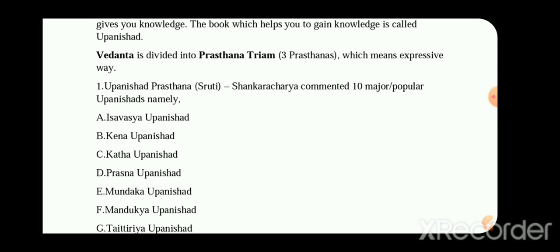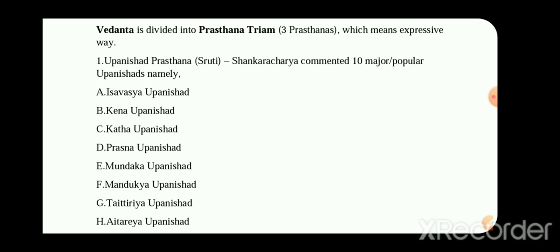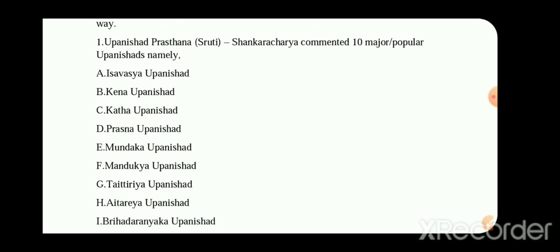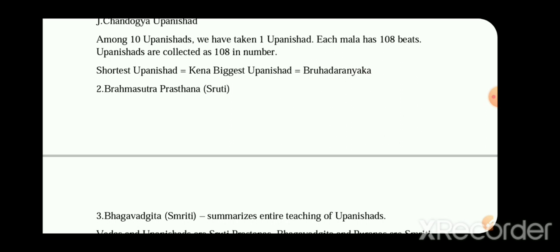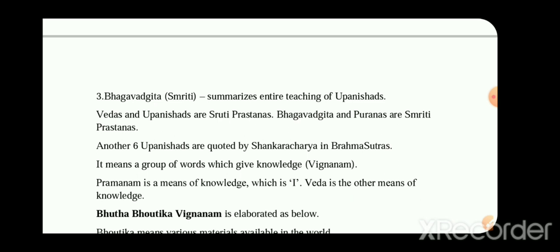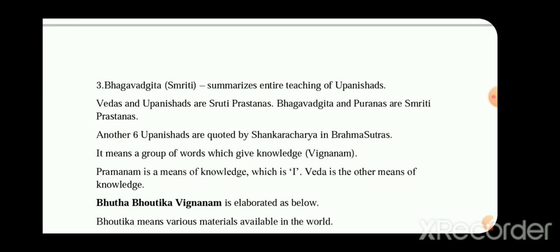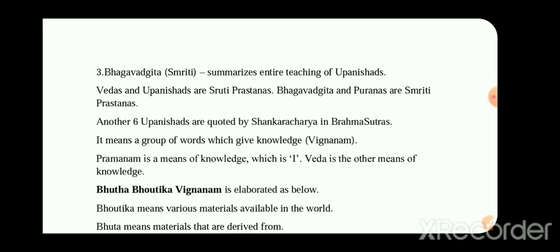And then Vedanta is divided into Prasthanatrayam. Trayam means 3. So Vedanta is divided into 3 prasthanas, which means an expressive way. Prasthanatrayam means an expressive way. So what are those 3 prasthanas? One is Upanishad prasthana, which is Shruti prasthana. The second one is Brahma Sutra, which is also a Shruti prasthana. And the third one is Bhagavad Gita, which is a Smriti prasthana. There are 2 types here, Shruti prasthana and Smriti prasthana. So Vedas and Upanishads are called Shruti Prasthanas. Bhagavad Gita and Puranas are Smriti Prasthanas.